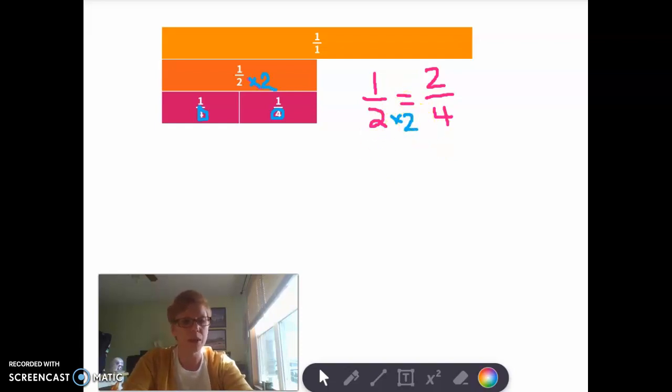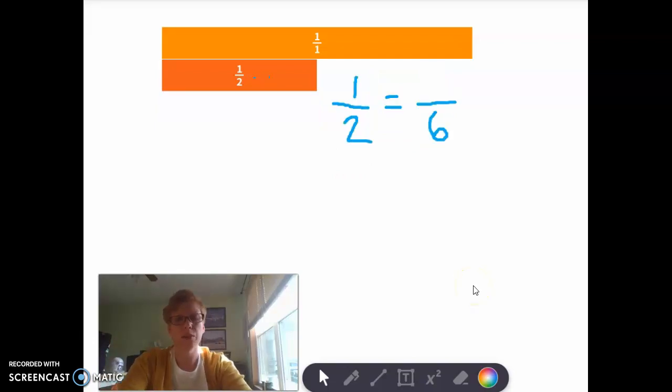I'm going to pause my video and get another problem up for us. Go ahead and clear your tiles. The next thing I want you to do is keep your 1/2 piece in front of you, if you don't have it there. I want you to find out how many sixths are equivalent to 1/2. How many sixth pieces could fit in there? Pause the video and then let's talk about it.